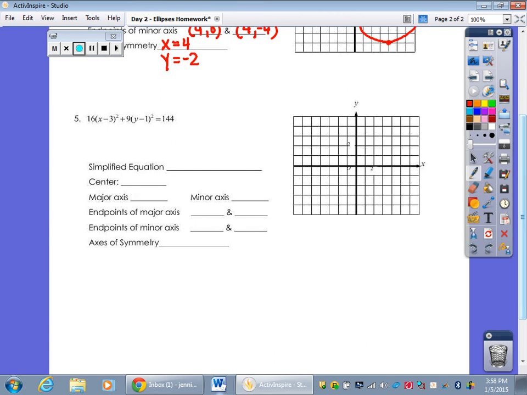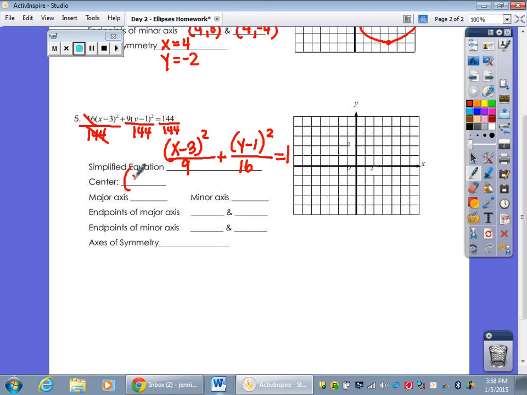All right, number 5, we need that to equal 1, so we're going to divide by 144. So we divide everything by 144. When we do that, 16 divided by 144 is actually 1/9, so this is (x minus 3) squared divided by 9 plus (y minus 1) quantity squared divided by 16, because 9 divided by 144 is 1/16, equals 1. So your center is at 3, 1. So go ahead and plot that.